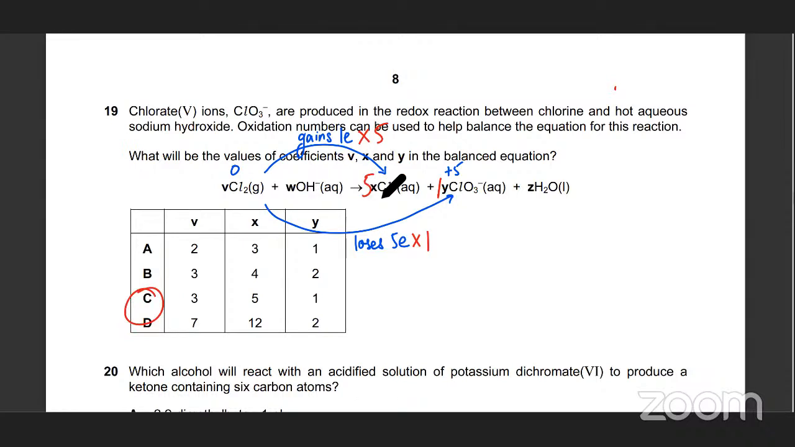Because if you start balancing the rest of the equation, there would be 6 Cls over here, so there should be 3 Cl2s over here. So the answer would come out to be C.